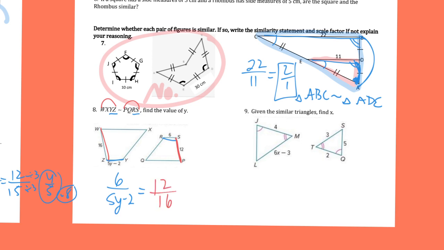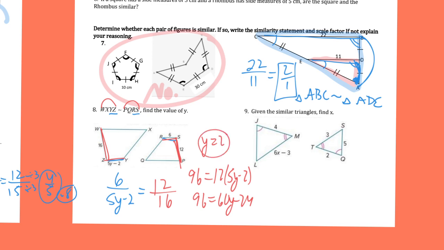Well, we can cross multiply and solve it. So make sure you're consistent. It's 6 over 5y minus 2, and then 12 over 16. Cross multiply to solve, and you get 96 is equal to 12 times 5y minus 2. If you distribute, you're going to get 96 is equal to 60y minus 24. If you add 24 to both sides and divide by 60, you're going to get y is equal to 2.